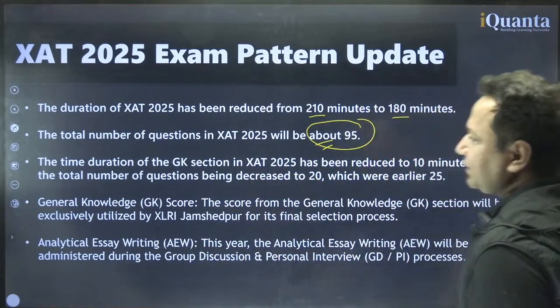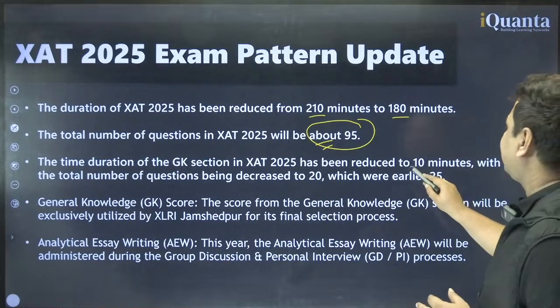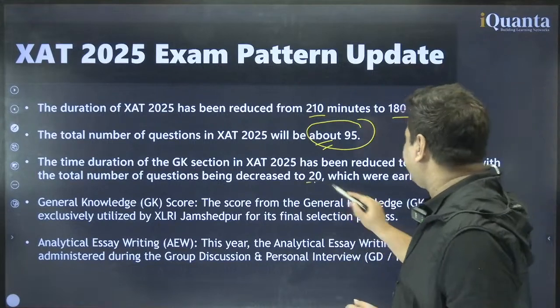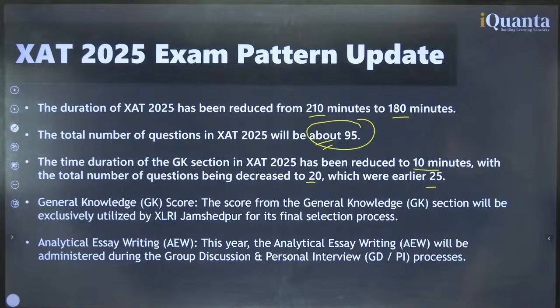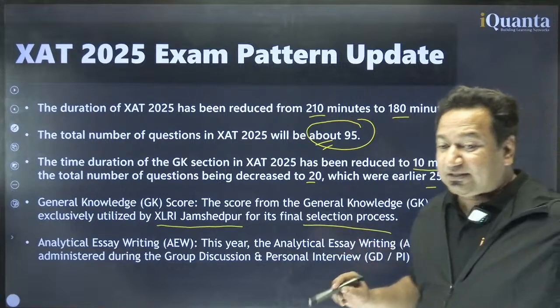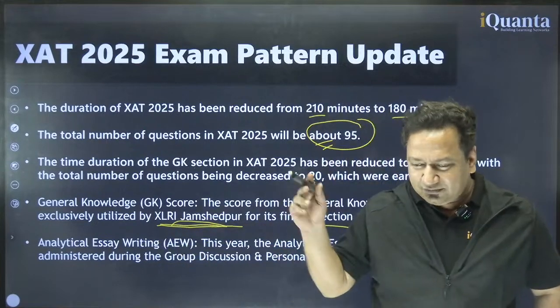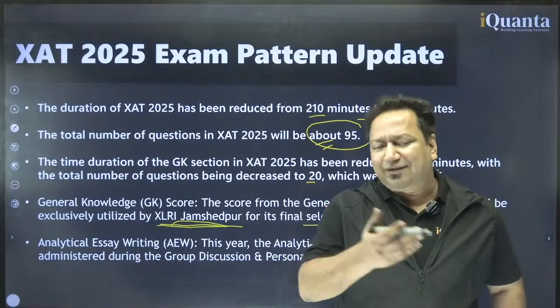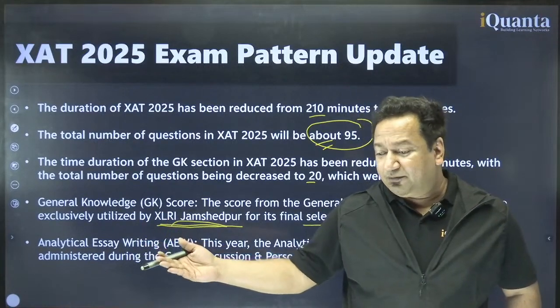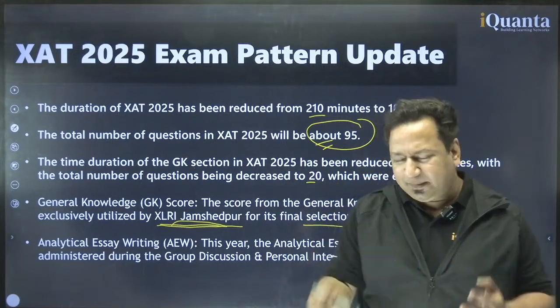All right. So the time duration of the GK section in XAT has been reduced to 10 minutes, with the number of questions decreased to 20, which were earlier 25. Then comes the GK score. Score from the GK section will be exclusively utilized by XLRI Jamshedpur for its final selection process. So that is why I was talking a lot about XLRI, isn't it? The GK score will be utilized here. The kind of GK questions which might be there, we'll have a series of sessions after this, and we'll be increasing the frequency, going full throttle after CAT, of course. All sorts of things we'll be discussing over there.